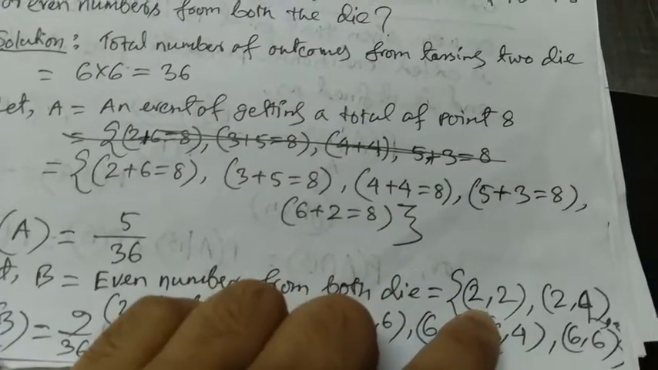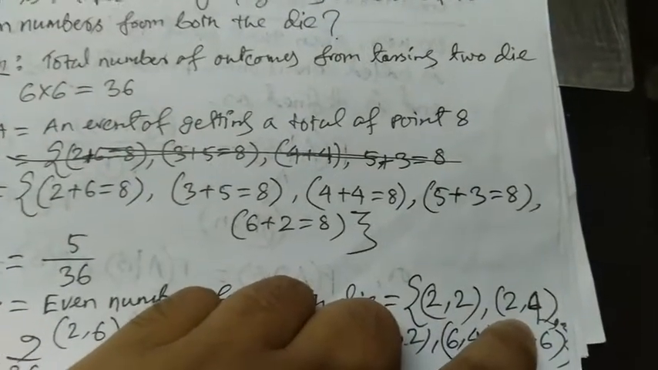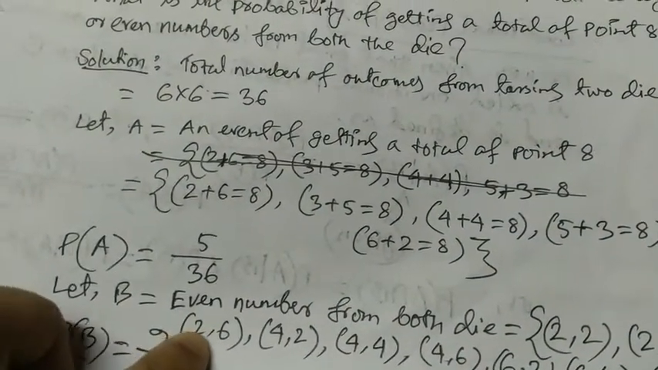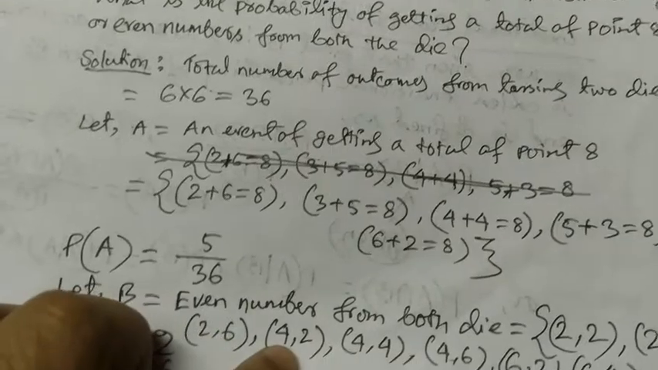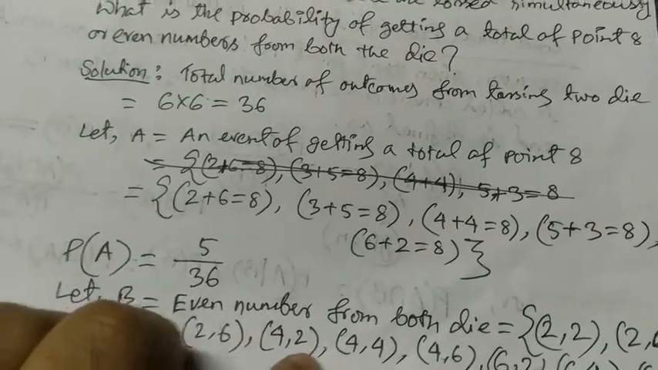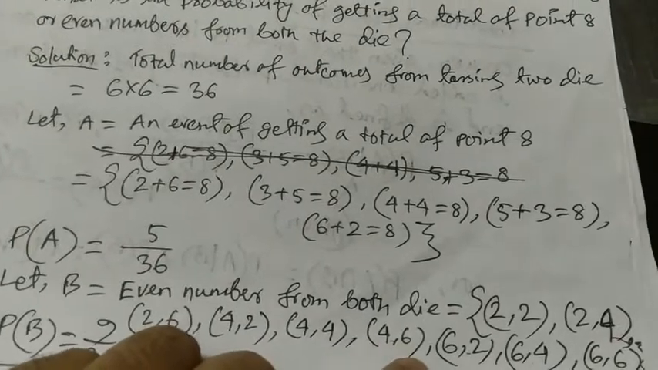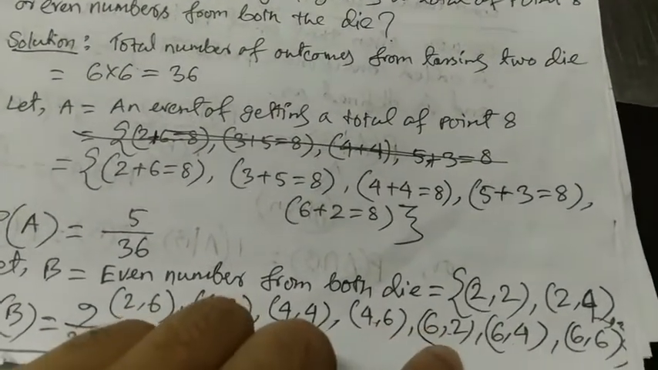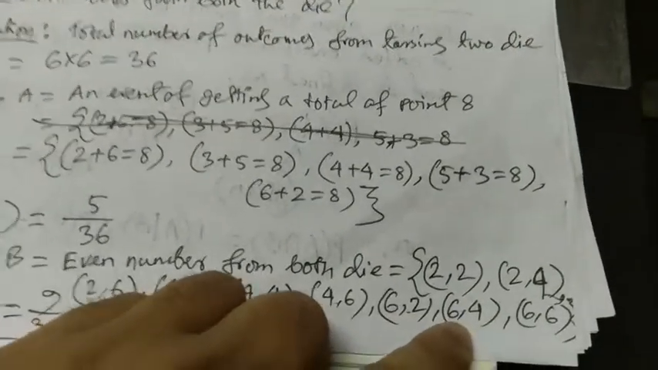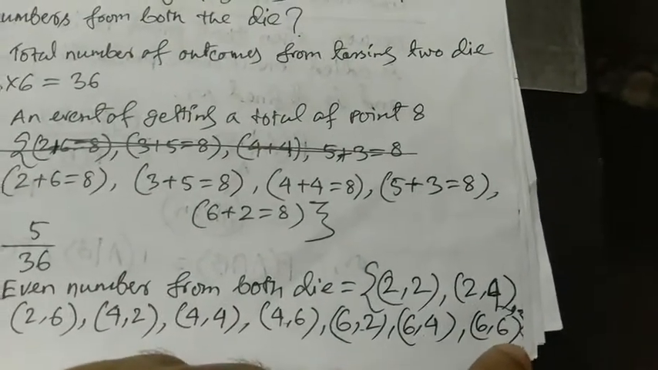Let's see, we get 2 from the first dice and 2 from the second dice, so both are even. 2 from the first dice, 4 from the second dice, both even. 2 and 6, even. 4 and 2, 4 and 4, 4 and 6, all even. Again, 6 and 2, 6 and 4, 6 and 6, these are also even numbers.